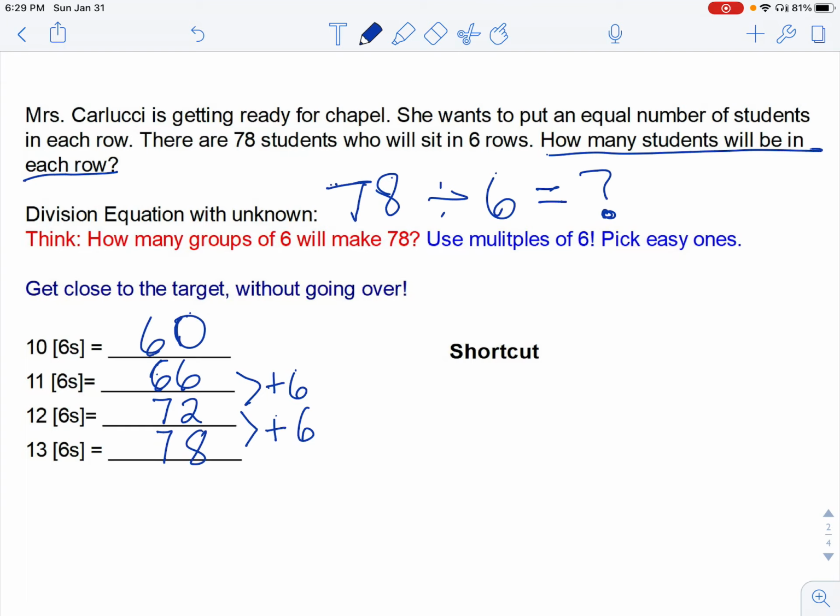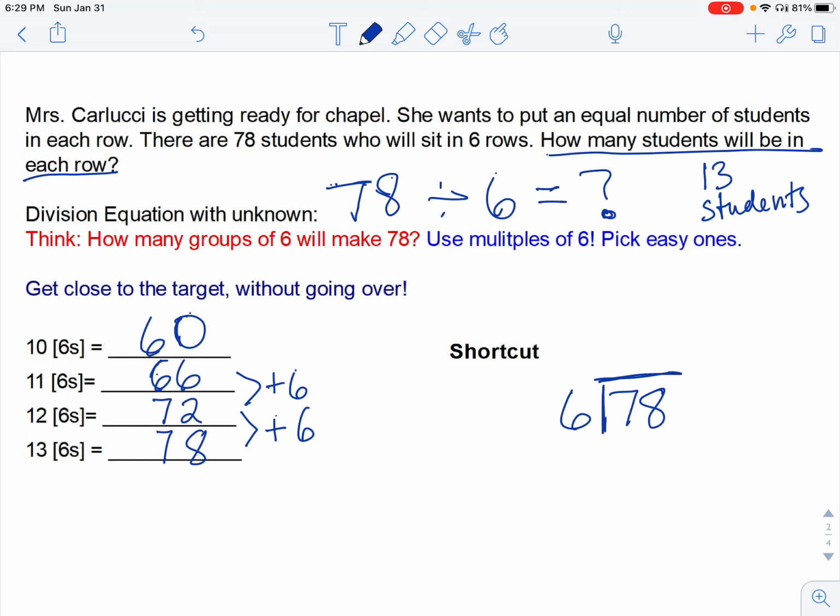So we know our answer is what? 13 students. And here's a shortcut way to show it with the box division. I could have put my dividend, 78, under the box, and my divisor is 6. And I'm saying how many times does 6 go into 78?